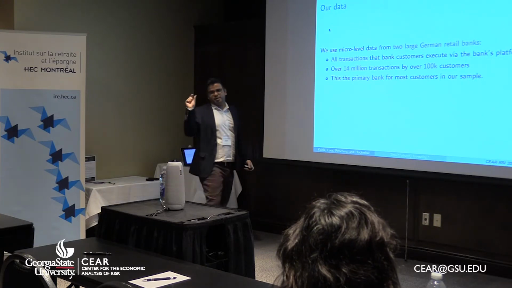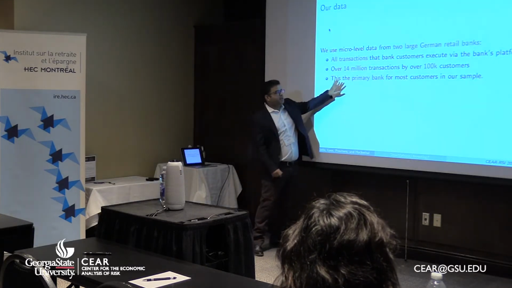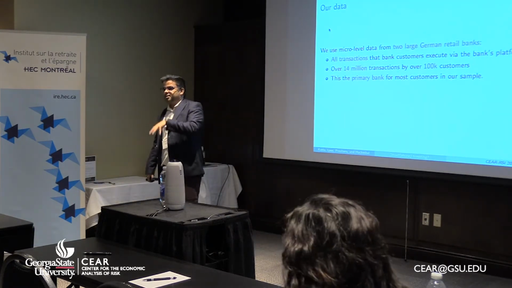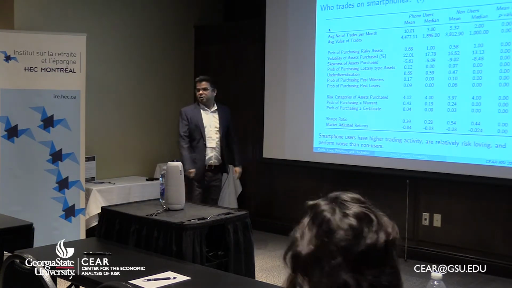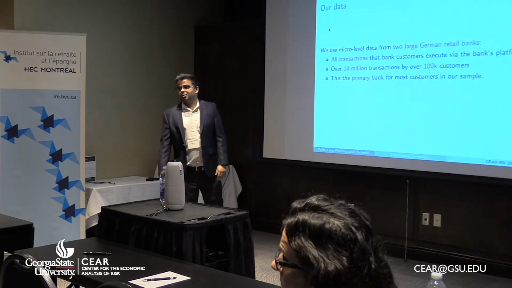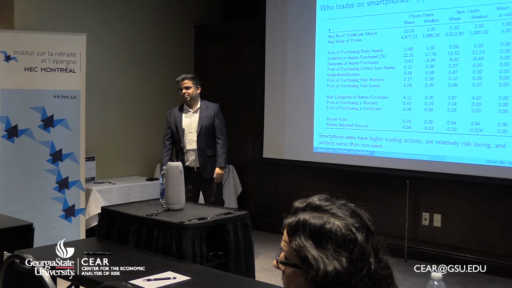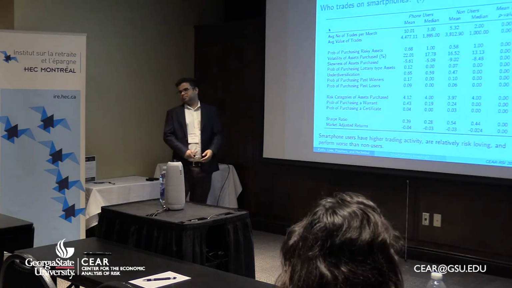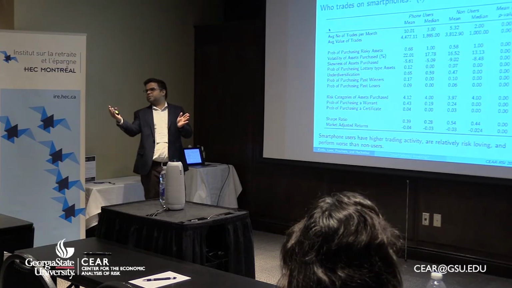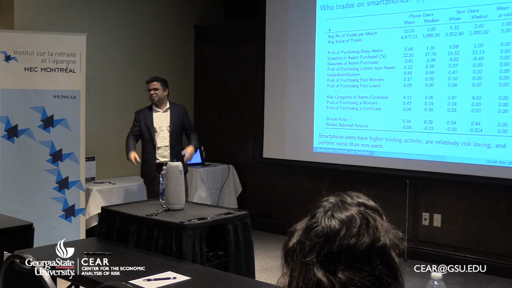But again, I don't remember the exact magnitudes. And this is the primary bank for most customers in our sample. It's a lot of trades per person. Yeah, but he's going to whittle it down to people who do both. I just mean the average person is doing 140 trades, over a span of 11 years or something. Yeah, this is the sample period.